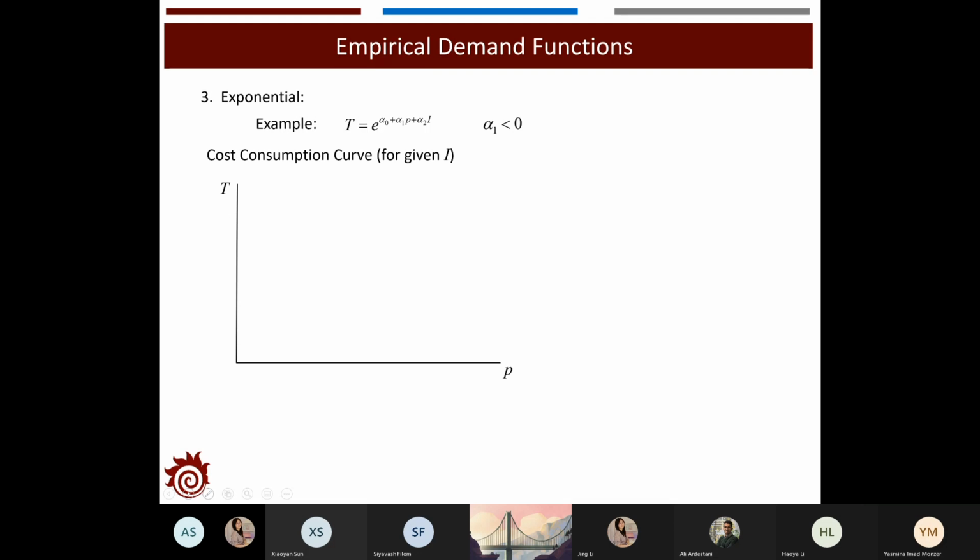And for the third one, we can apply a similar process. First of all, let's draw the cost consumption curve with respect to the given value of I. For this case, you will find a starting point. When p equal to 0, we can find the value of I, which is exponential of alpha 0 plus alpha 2 I. But you cannot find the end point, because even if t equals 0, p is still not 0.